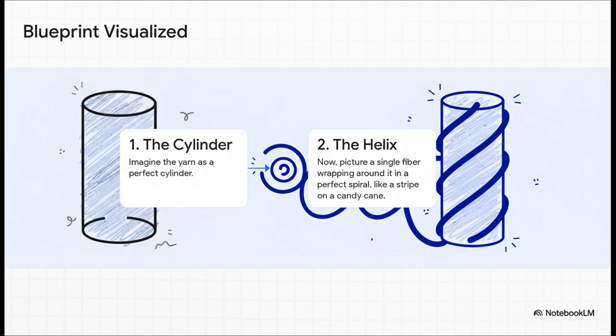Okay, let's make that even simpler. Just picture a perfect cylinder in your mind. Now imagine wrapping a line around it at a constant angle. That beautiful spiral you're seeing? That's a helix. And that is the exact path every single off-center fiber takes in this perfect model of yarn.